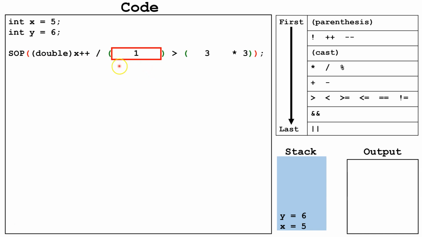Now, we are finished with this set of parentheses, so we'll go over to this other green set of parentheses. There's only one operation left inside here, 3 times 3, so that'll evaluate to 9.